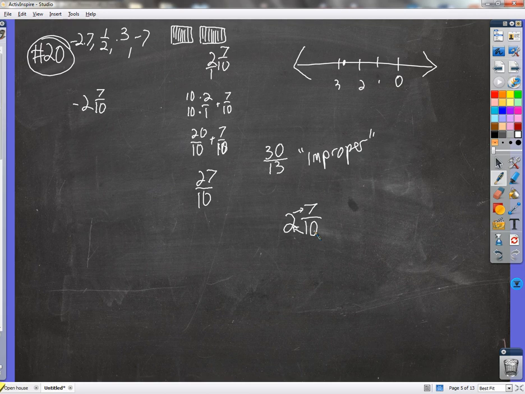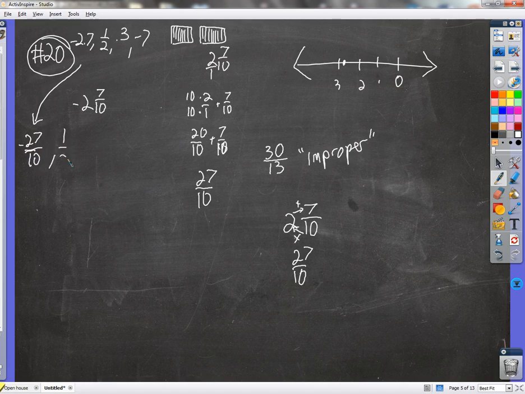So this will always come out to be this times that. And then we're adding it, right? We find out that this is 20 tenths, and we just add it to the 7 tenths we already had. So we add it to the 7 here. And when you multiply by 2 and add the 7, you get 27 tenths. All right? So now negative 2.7 becomes negative 27 tenths.